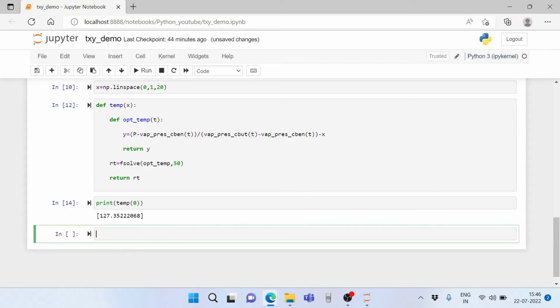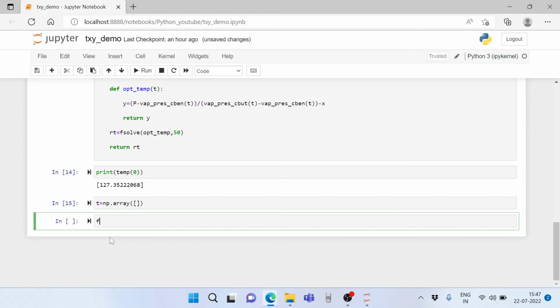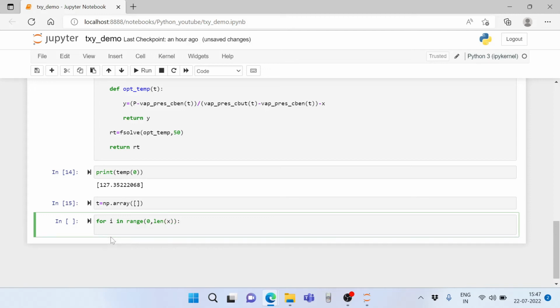So now what we have to do is define an array, a temperature array. T is equal to np.array. So temperature now is a blank array. After doing that, we write a for loop for all the values in X, and then we calculate the temperatures and feed them to the array.